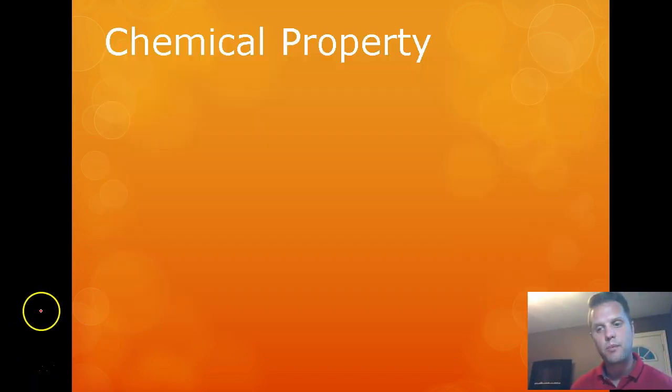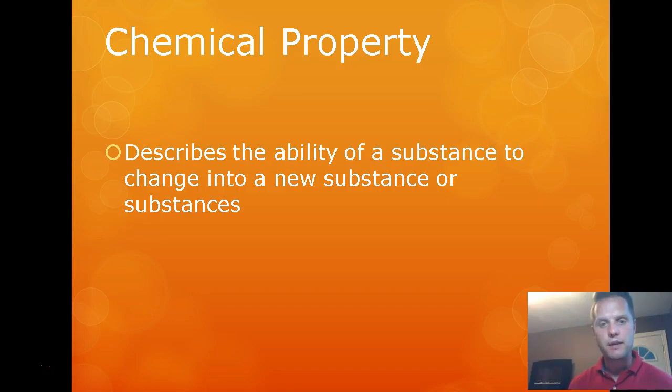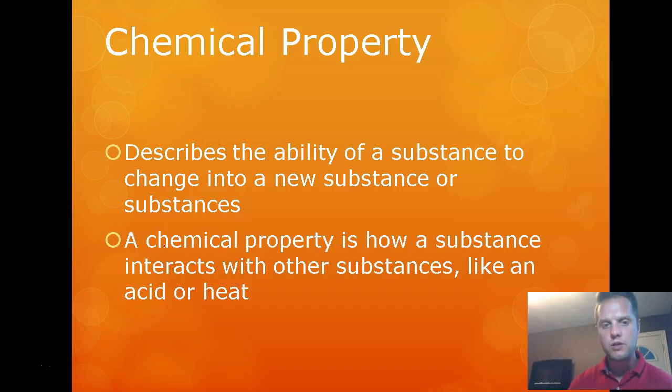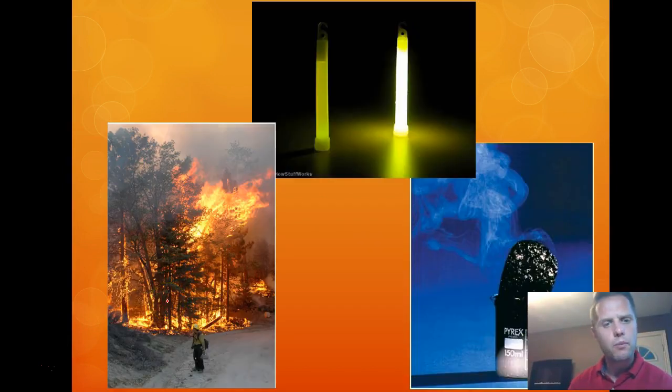So all of those examples I gave you, we did not change the type of substance, we just simply described it. When we talk about chemical properties, we're talking about describing something, but we're changing the new substance when we describe that chemical property. So a chemical property is how a substance interacts with other substances like acid or heat. And we've got a couple examples here.